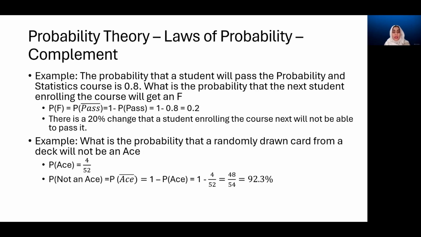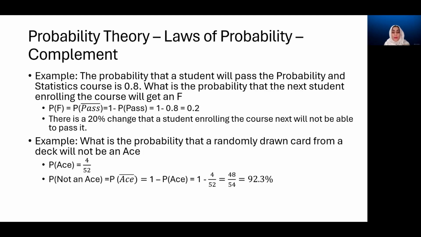Another example asks: what is the probability that a randomly drawn card from a deck will not be an ace? We know that there are 52 cards in a deck of cards, and there are 4 aces. So the probability of finding an ace is 4 by 52. And now, in order to find the probability of not finding an ace if you randomly pick a card, we need the complement of this event.